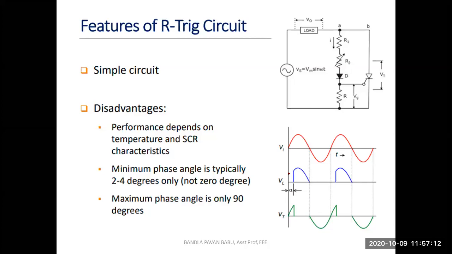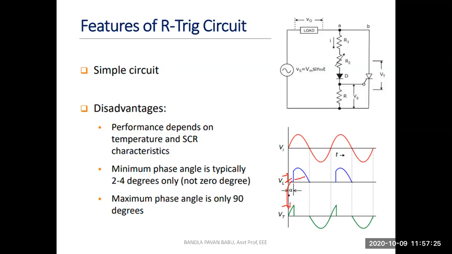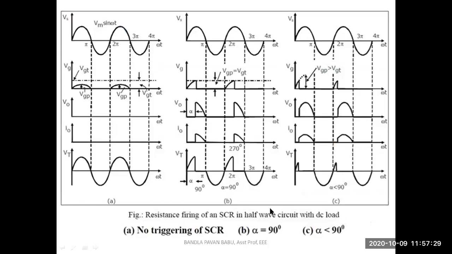So this is the delay. Up to this point it will be in off state, and this is the total turn on stage. So this drop appears across the thyristor, and the maximum angle control is 90 degrees. We'll see this clearly in these characteristics.